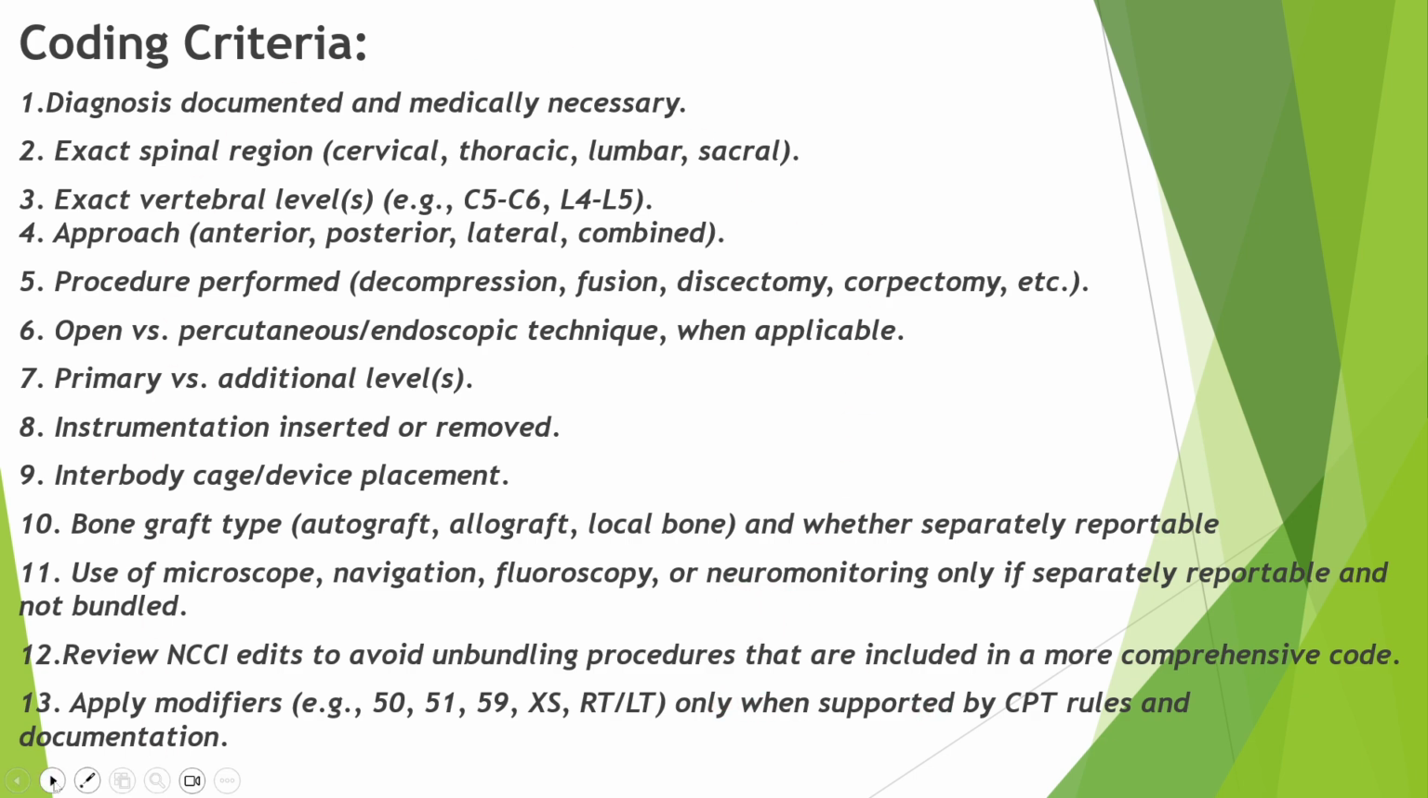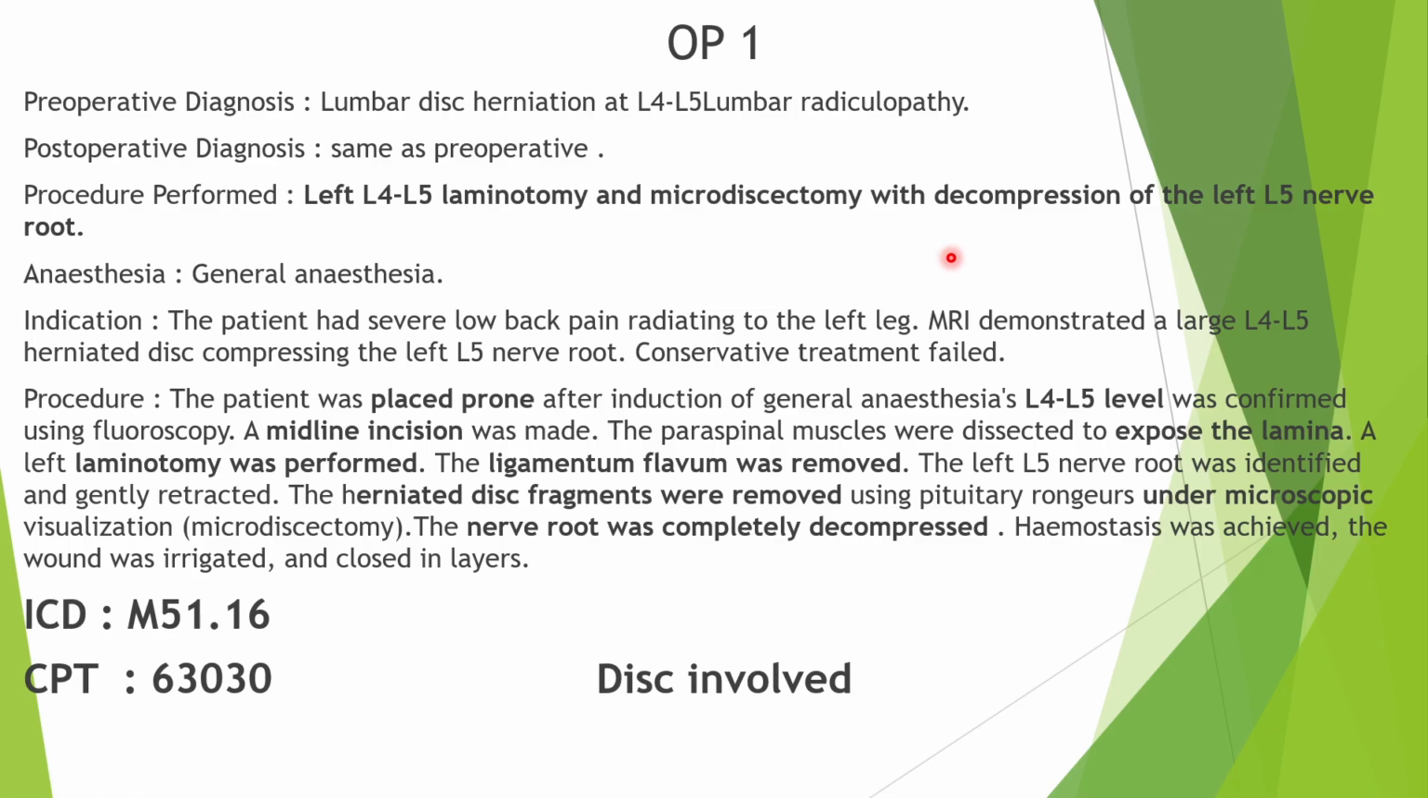Now, next, we'll see some OP reports. Now, this one is OP report one. The preoperative diagnosis is lumbar disc herniation at L4 to L5 with lumbar radiculopathy, and the postoperative diagnosis is the same. Procedure is left L4 to L5 laminotomy, microdiscectomy with decompression of the left L5 nerve root, anesthesia general. Indication: the patient has severe low back pain radiating to the left leg. MRI demonstrated a large L4 to L5 herniated disc compressing the left L5 nerve root.